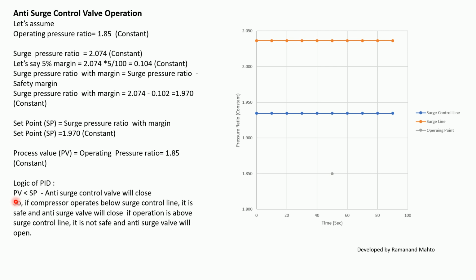So the logic of the PID is that if PV is less than SP, the anti-surge control valve will be closed. If the compressor operates below the surge control line, it is safe and the anti-surge control valve will close. And if the operation is above the surge control line, it is not safe and the anti-surge control valve will open. So operation of the machine below this point is safe and above this is not safe. The valve will close when the operation is below this point and safe.